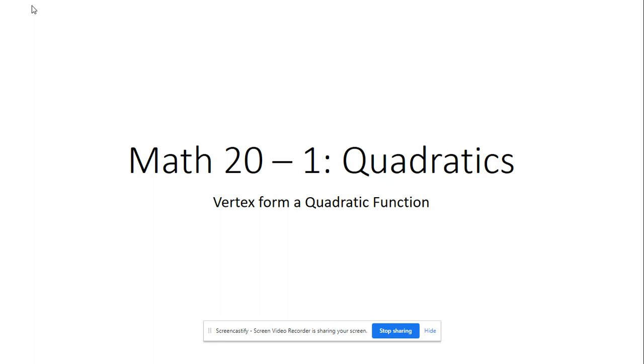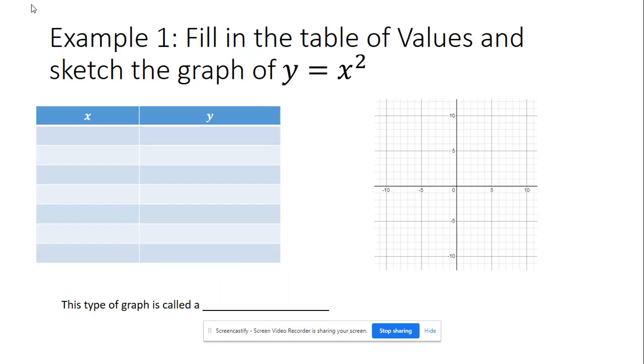Okay. All right. So first thing, fill the table of values and sketch the graph of y equals x squared. This is what I call our base quadratic function. For a table of values, I'm just going to put in a few negative values and a few positive values. Now, there are decimals in between all these x values, we're just doing it so we can get a general sketch.